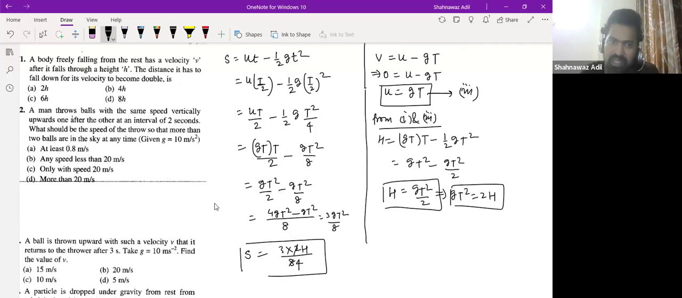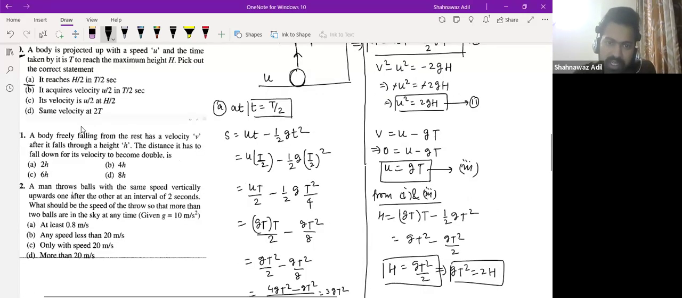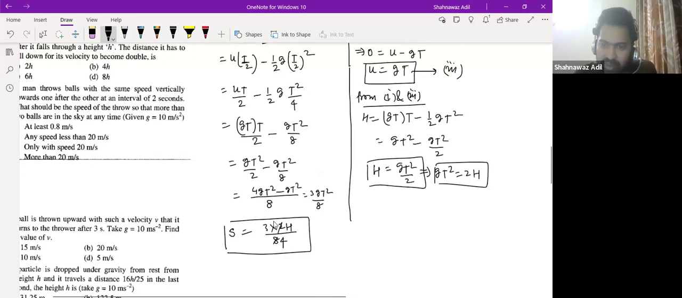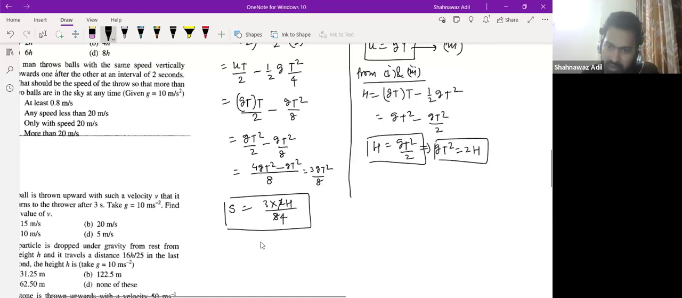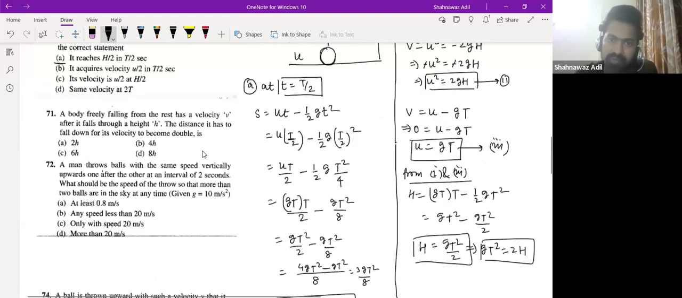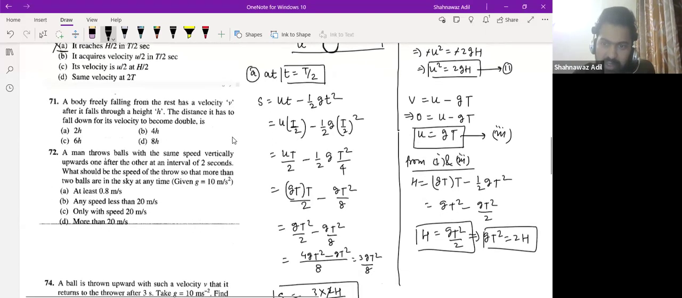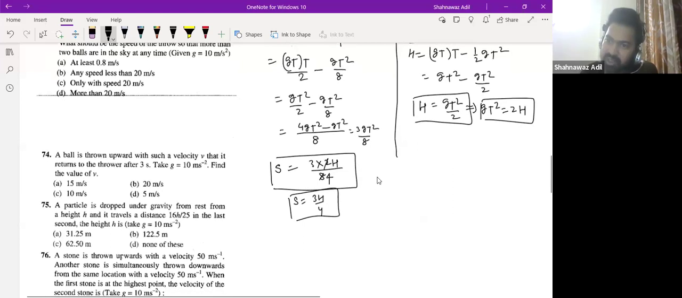So the distance at t by 2 seconds is not h by 2, but 3h by 4. So this option is incorrect. And we also know that it acquires velocity u by 2 in t by 2 seconds. So we have to find out the velocity at t by 2 seconds. This we can also do, so let's check that option as well.